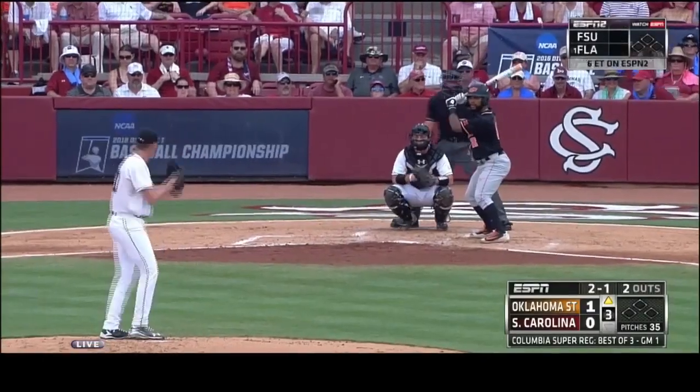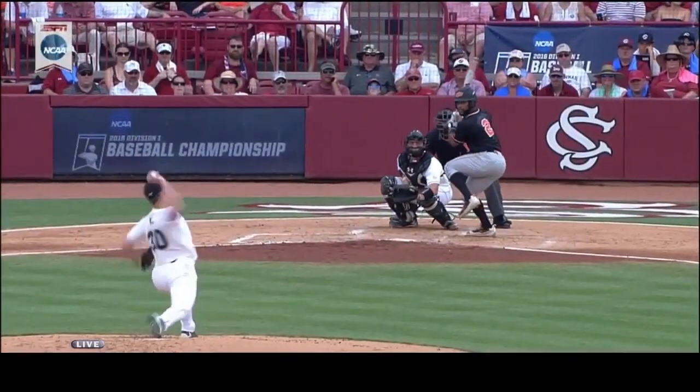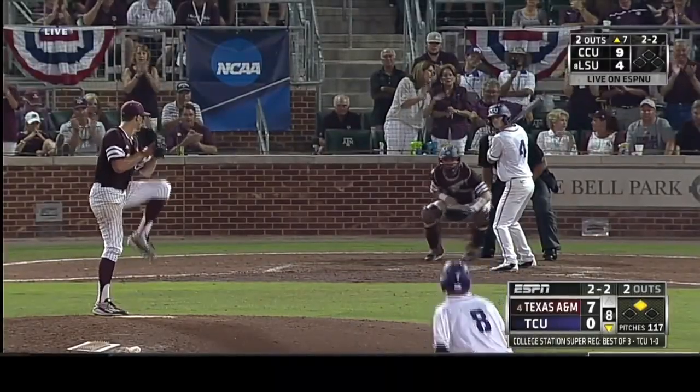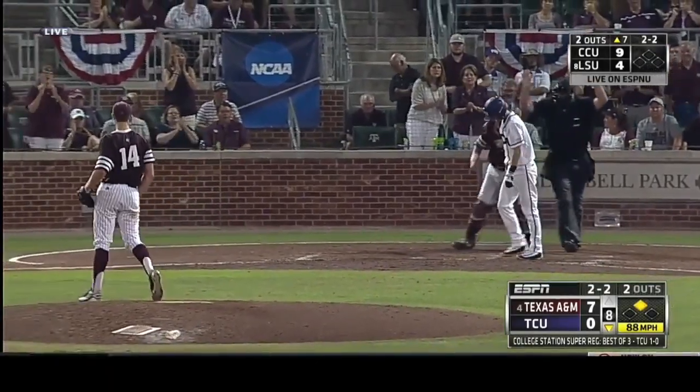Here is a good example of a hitter making an attempt to avoid being hit by the pitch. This hitter did not intentionally try to get hit by this pitch. This hitter should be awarded first base.